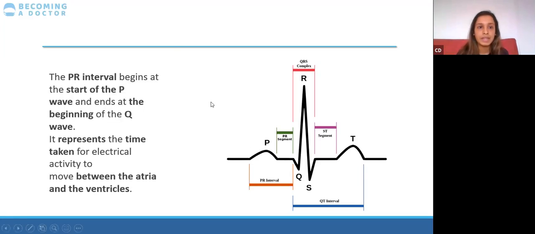Okay, then we've got the PR interval. So the PR interval starts at the beginning of the P wave and ends at the beginning of the Q wave. So when you have something that is talking about an interval on an ECG, you have to always remember that it starts from the beginning of a wave usually. And the PR interval specifically represents the time taken for electrical activity to move between the atria and the ventricles. So that's between the sinoatrial node and the atrioventricular node. Cool.